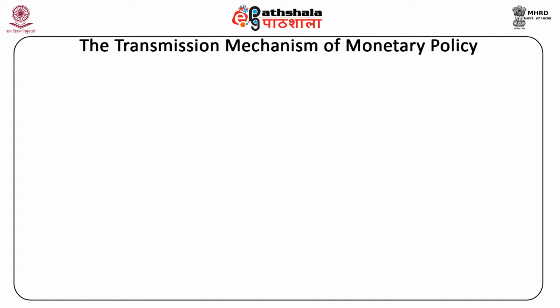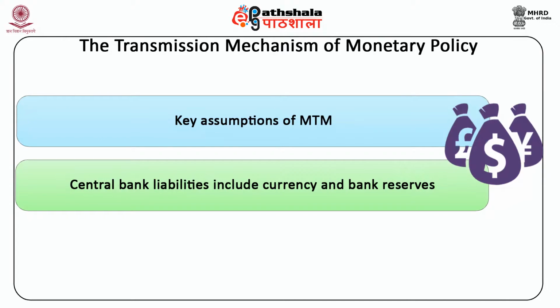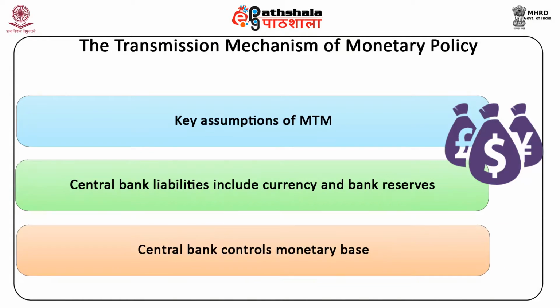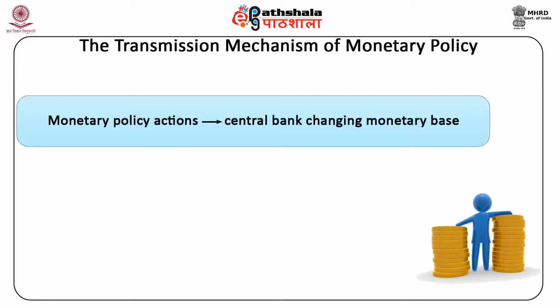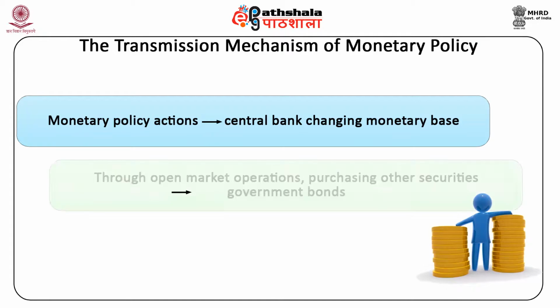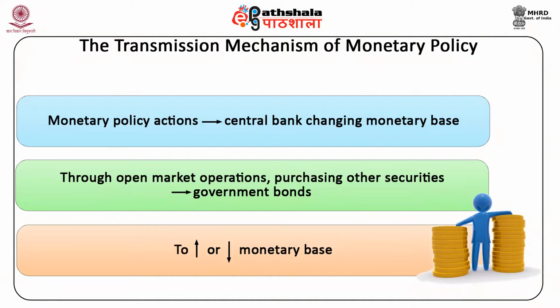Now let us look at the key assumptions of MTM. Central bank liabilities include both components of the monetary base, currency and bank reserves. Hence, the central bank controls the monetary base. Indeed, monetary policy actions typically begin when the central bank changes the monetary base through an open market operation, purchasing other securities, most frequently government bonds, to increase the monetary base or selling securities to decrease the monetary base.